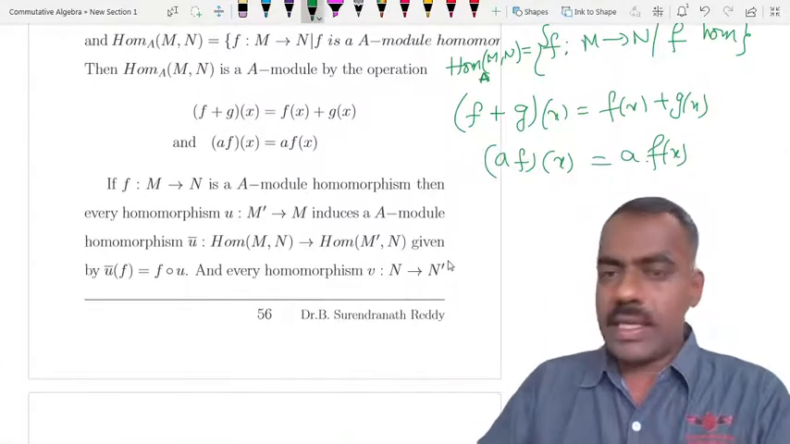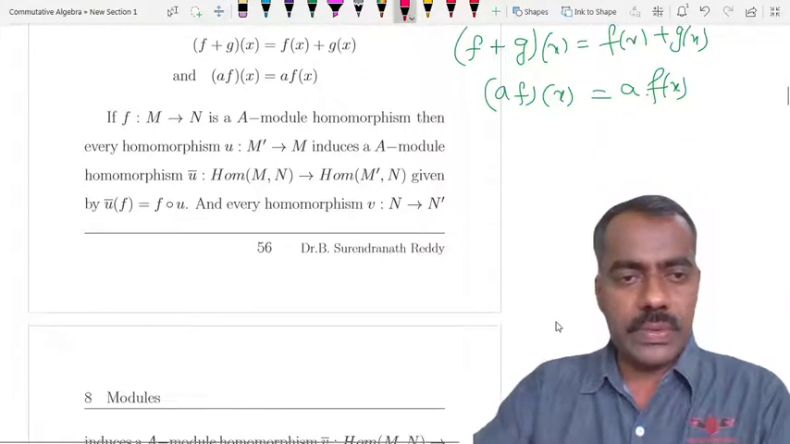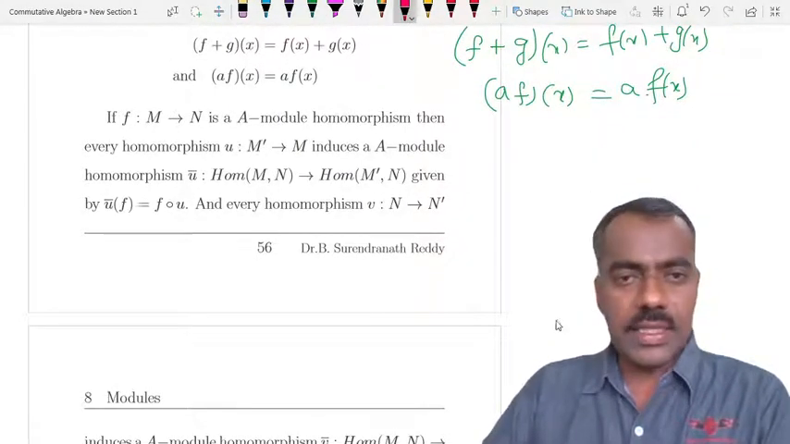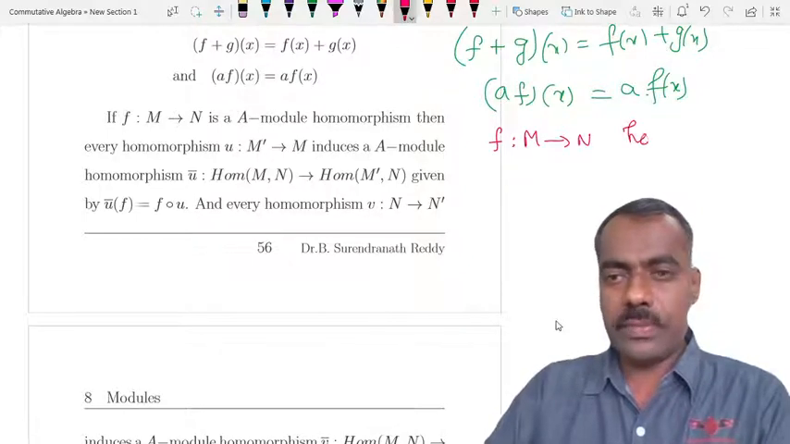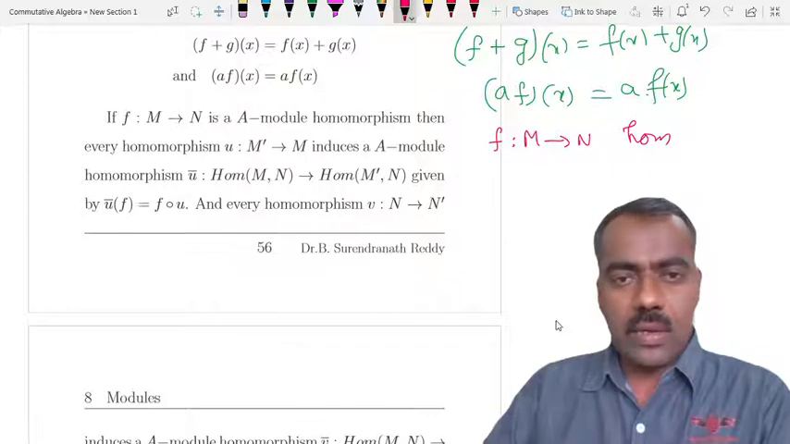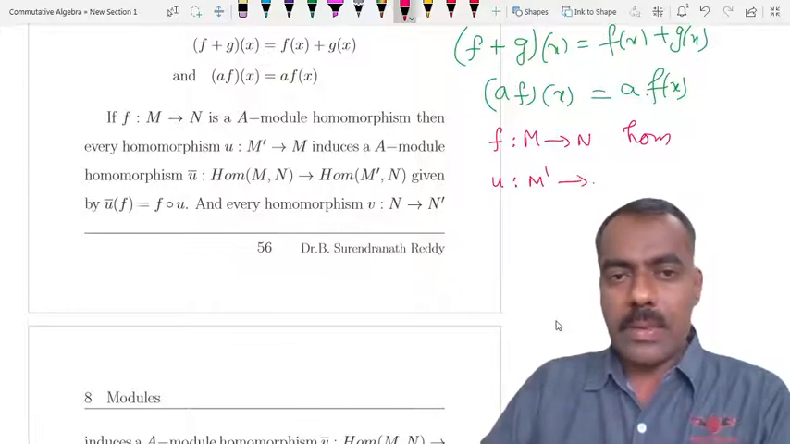Okay. And another thing which is also useful in our further lectures is, suppose you have f from M to N, a module homomorphism, and you take another homomorphism, you can call it u, from M prime to M.